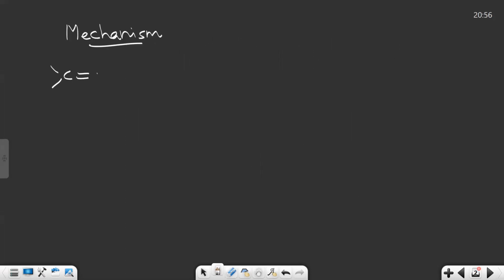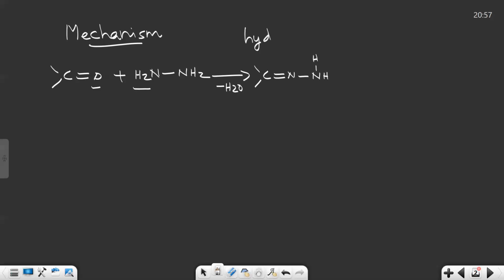Consider an aldehyde or ketone, the C=O group. The first reagent that reacts is hydrazine here. The oxygen atom of carbonyl and the hydrogen atom of hydrazine react to form a water molecule. One water molecule gets eliminated from there. Then the resulting compound is C=N-NH2. This compound is known as hydrazone. So hydrazine is the reagent, and when it reacts with C=O, you are getting hydrazone.